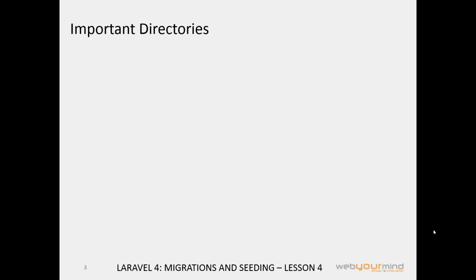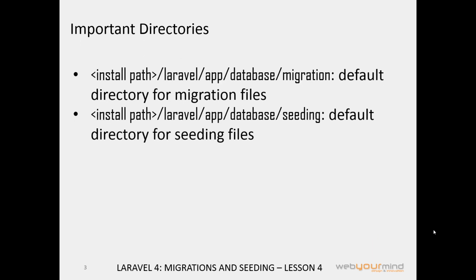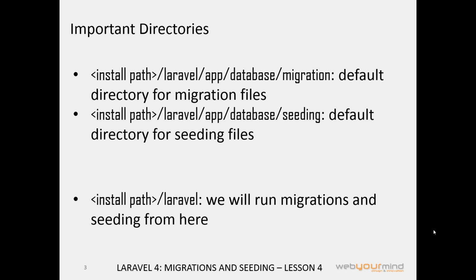First, let's see where our migration and seeding files are. We can put migrations wherever we want, but the default directory is app/database/migration. Meanwhile, the seeding directory is app/database/seeding. The directory used to run migration and seeding is the root folder of our app. Migration and seeding are run through the artisan tool.